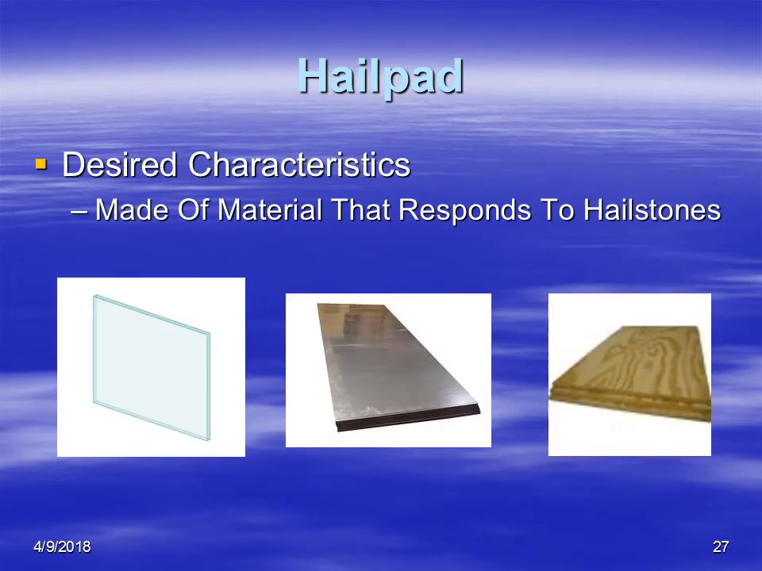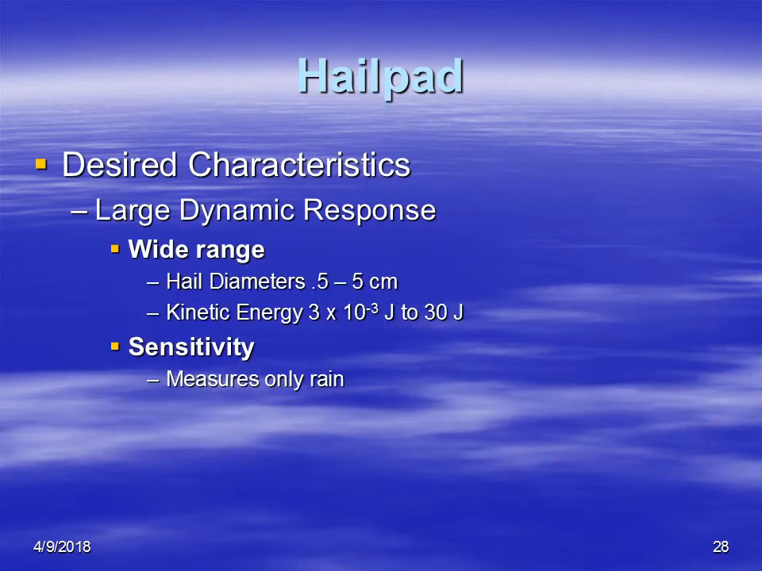Mass is a little bit more difficult, but some of the desirable characteristics of hail pads: it has to be made of some sort of material that responds to hail. And the pictures that I've got there are things that typically don't respond very well. Well, I guess glass does. It just breaks, but it won't really show you the size necessarily. And as far as metal, if it's steel, it'll bounce off. Aluminum might leave some impressions. And the same thing with wood. So you need something that will deform when a hailstone hits it and leave an impression.